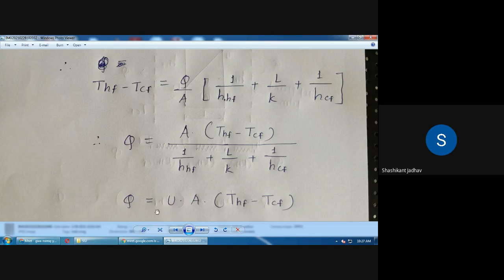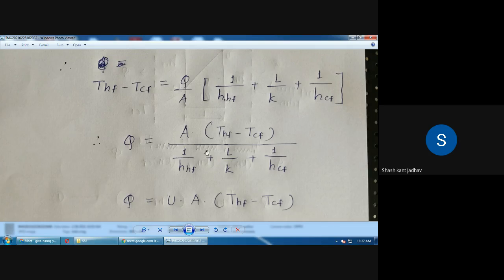Okay, so Q is equal to what? Q is equal to U into A into THF minus TCF. Now compare these two equations. So by comparing these two equations, we get the value of overall heat transfer coefficient for this system. जी काय आपण सिस्टीम जी काय आपण डायग्राम कन्सिडर केलेली आहे तर त्या डायग्राम साठी ओव्हरऑल हीट ट्रान्सफर कोएफिशियंट किती असणार आहे? हाऊ टू कॅल्क्युलेट and what is the equation for this overall heat transfer coefficient?